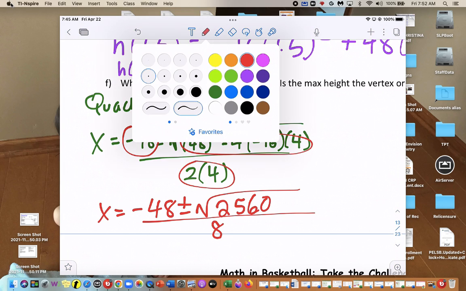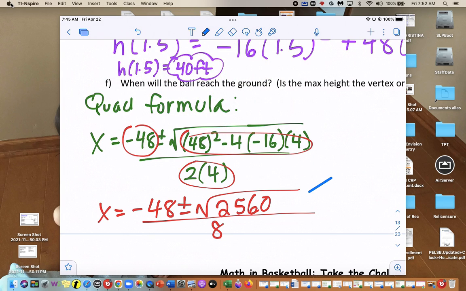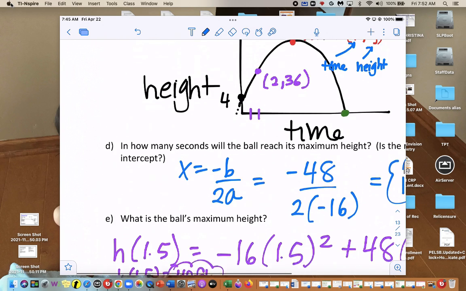Once you have these numbers, you can split it up. So for the first one, we'll do negative 48 plus the square root of 2,560. Hit enter. Divide by 8. So that's about negative 0.324. If I type that in right, that's okay. Let's do negative 48 minus the square root of 2,560. Hit enter. Divide by 8.